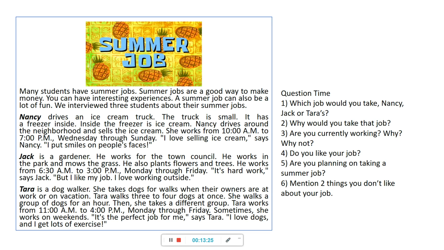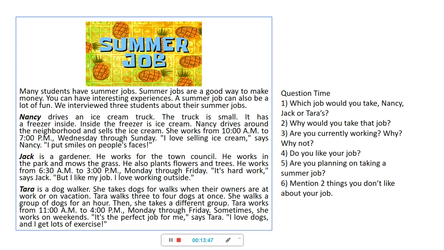Jack. Jack is a gardener. He works for the town council. He works in the park and mows the grass. He also plants flowers and trees. He works from 6:30 a.m. to 3 p.m., Monday through Friday. "It's hard work," says Jack, "but I like my job. I love working outside."